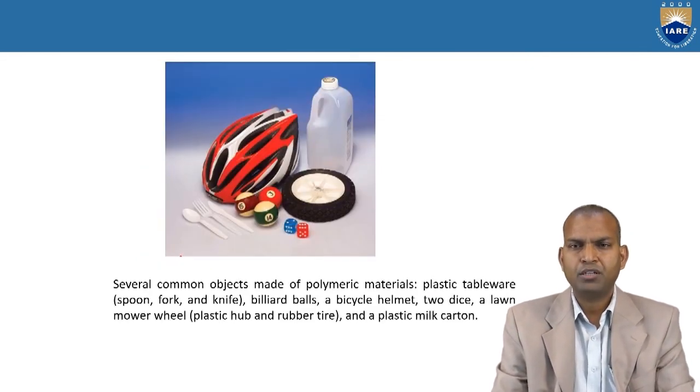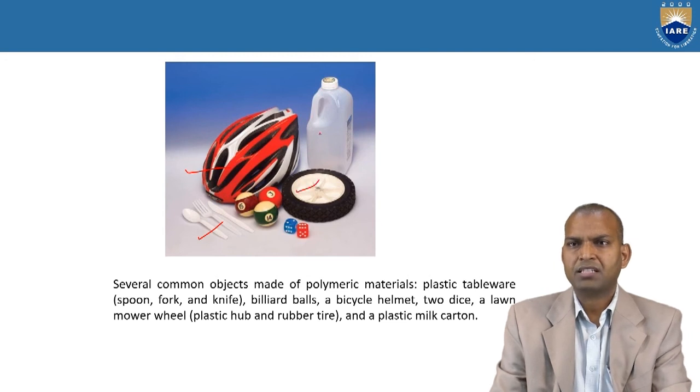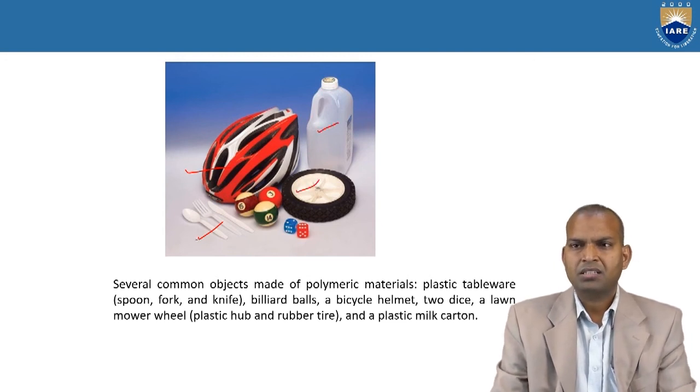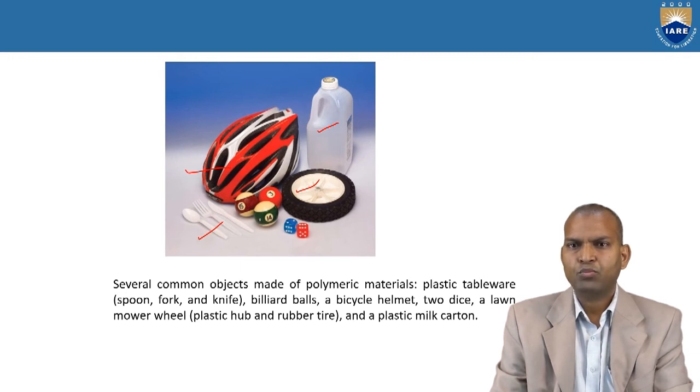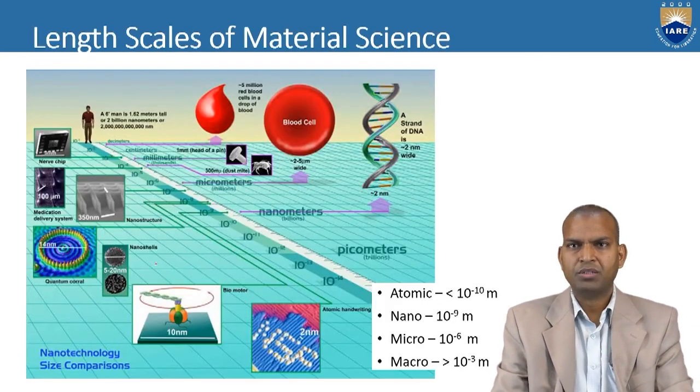Now coming to the polymeric. What are the polymeric materials? This is a helmet. Again, plastic spoons. Small wheels. This is a plastic tin. These are two dies and a lawn mower wheel. This is the lawn mower wheel, a plastic cup and rubber tire, and a plastic milk carton. These are made of polymeric material.